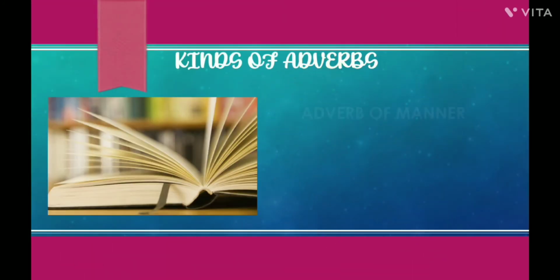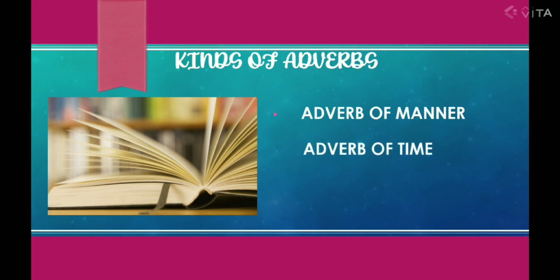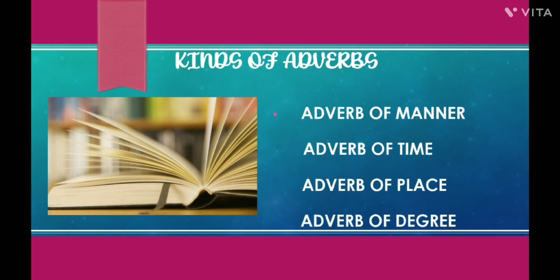Kinds of adverbs. There are 5 kinds of adverbs: adverb of manner, adverb of time, adverb of place, adverb of degree, and adverb of frequency. Let's have a look at all the kinds one by one with examples.